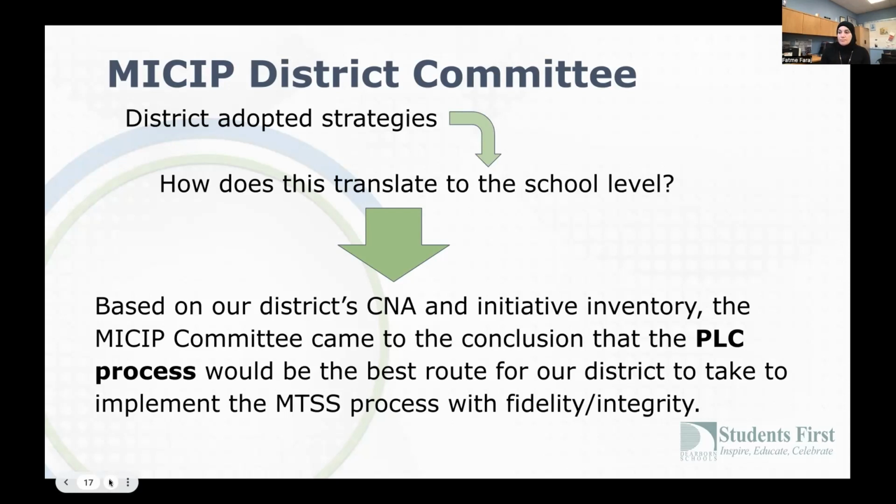So we try to marry these two terms, honestly, and the best tool we found to use for that was the RTI at Work book through Solution Tree. And really, Solution Tree is what we turn to because people are invested in that. And they know it's a research-based best practice, and they will continue to function through the PLC process. So we figured that's the best way to tackle the MICIP process.